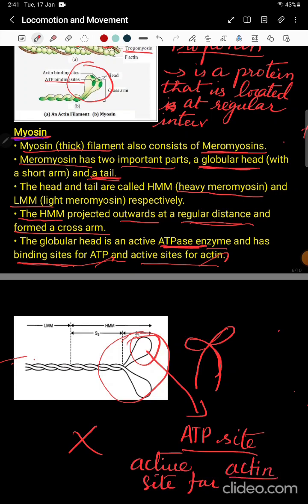Understood? These are the actin and myosin filaments' structural details. Understood? Thank you.